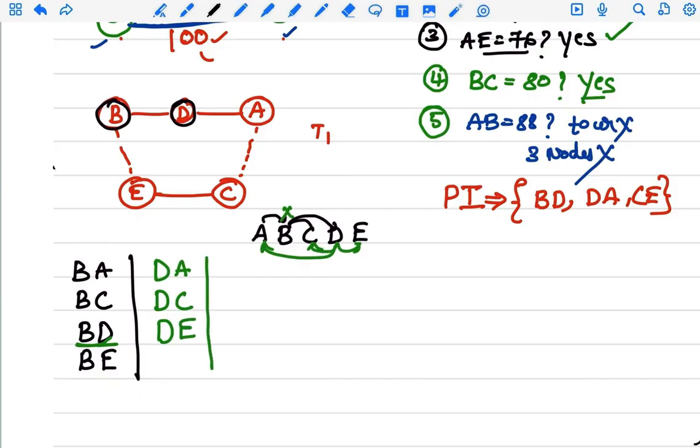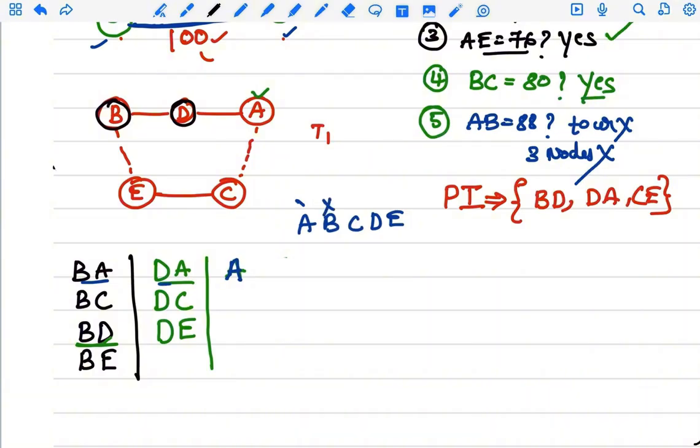So next, D is completed. A, B, C, D, E. From B, BA is there, so B is cancelled, and DA is there, so D is cancelled. Next, A to C, A to E only. So next, A is completed. Next is C.